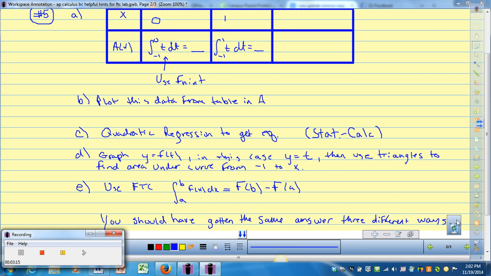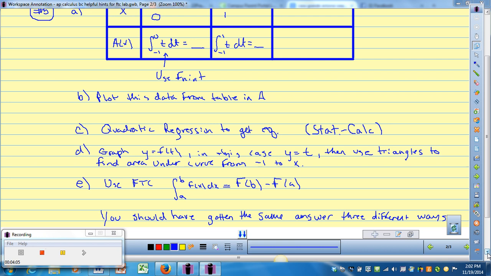And then finally in Part E, you're asked to use the definition of a definite integral, which means use the fundamental theorem of calculus, which is the definite integral from a to b of f of x dx is equal to the antiderivative of f evaluated at b and a, and you subtract. And so this would be the third way that you find the definite integral from -1 to x of t dt. So hopefully that helps clarify things a little bit.